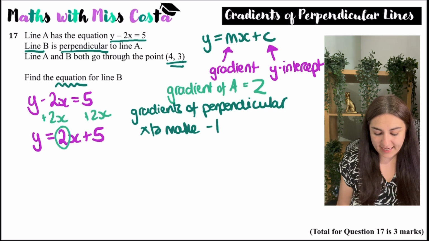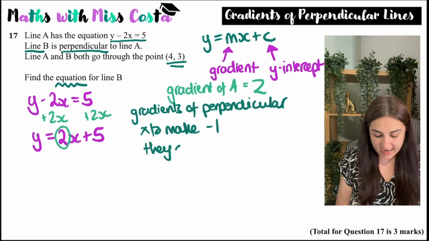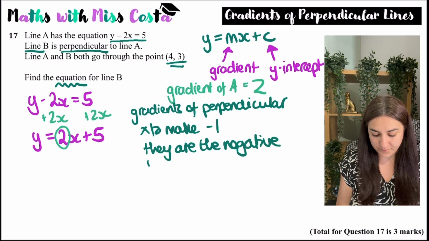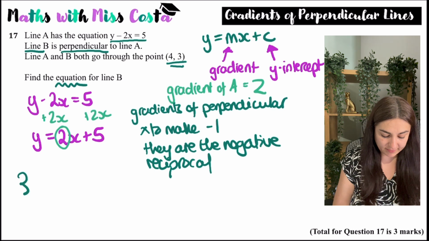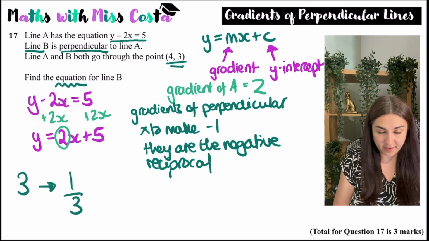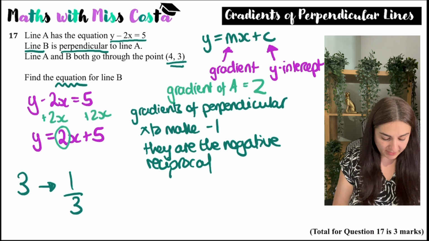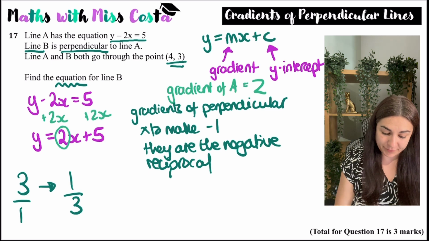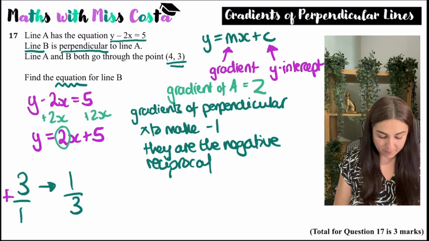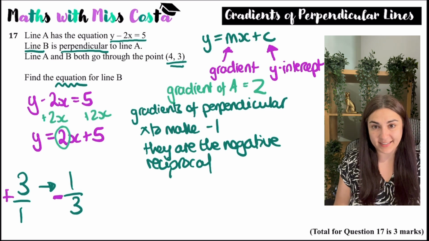Another way of saying this is they are the negative reciprocal of one another. So what does that mean? A reciprocal, so let's just use 3. The reciprocal of 3 would be a third. It's like the inverse of it. So why is that? 3 as a fraction would be 3 over 1. The reciprocal, you just flip it. And the negative reciprocal, if you've got a positive number, the negative reciprocal would be minus a third.